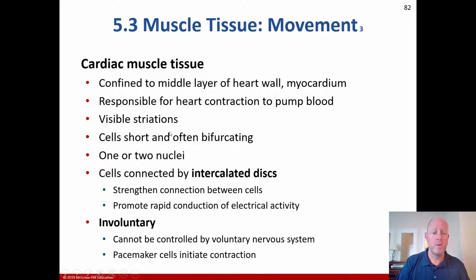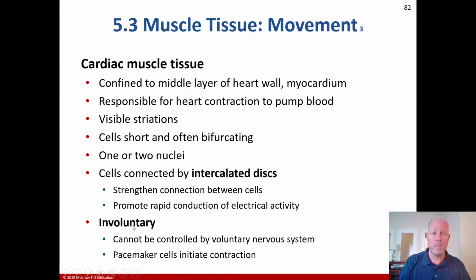Visible striations, their cells are short and often bifurcating. There are one or two nuclei. The cells are connected by something called intercalated discs, which is how the electrical signal travels along gap junctions between these intercalated discs for communication and telling the heart what to do, right? The intercalated discs strengthen the connection between the cells, as well as promote rapid conduction of electrical activity.